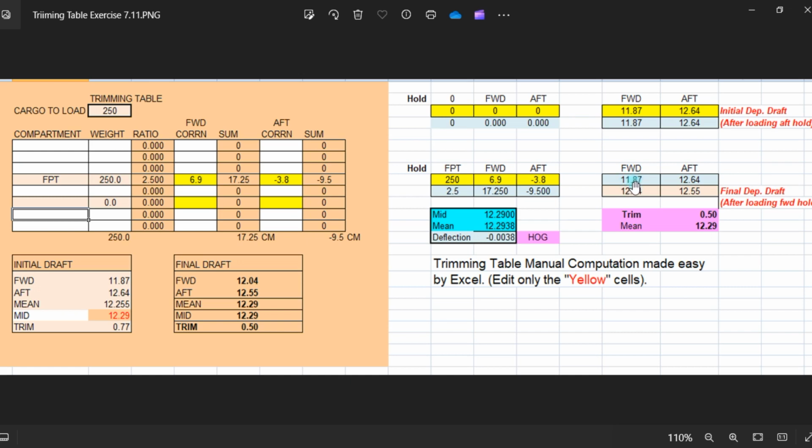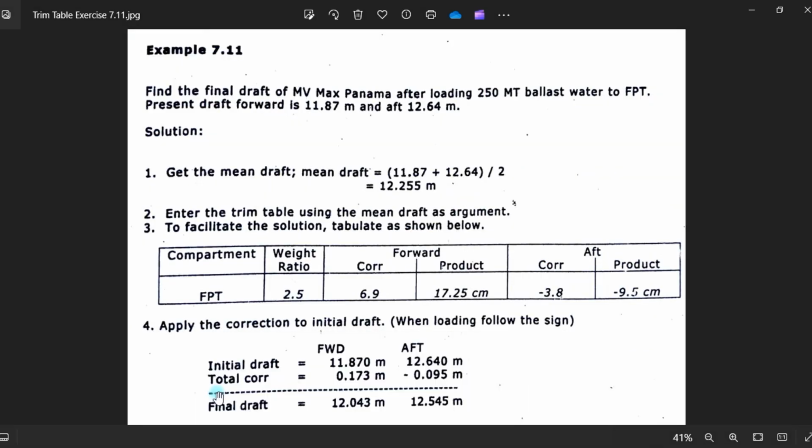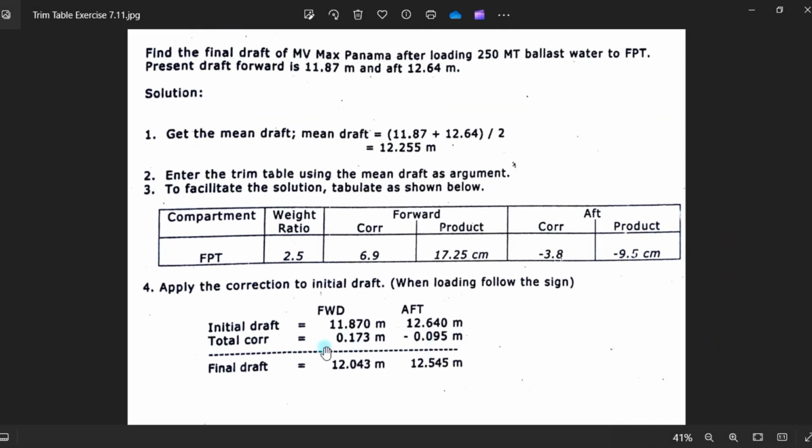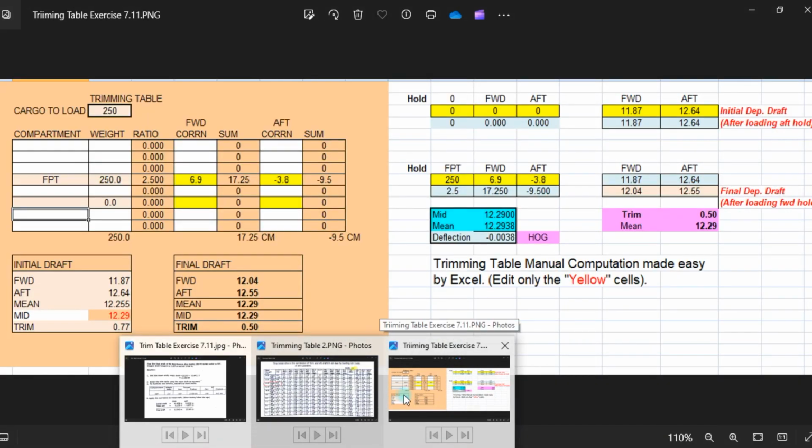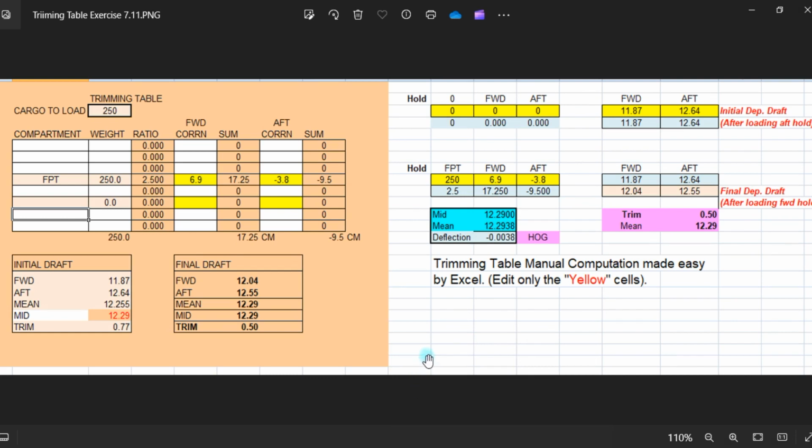So with this figure, initial drop, forward, to get this value of 12.24, which is this one, so 11.87 initial drop, apply the forward correction of 0.173. So how did we get this one? 0.173.